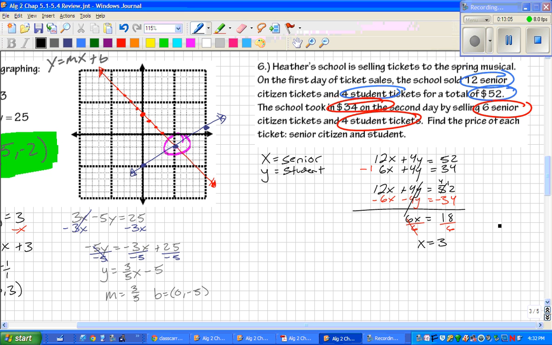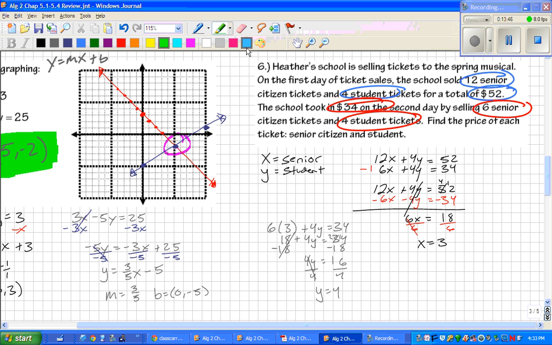Okay, so now we know what x is. We can plug that into any original equation. And I'm going to pick the bottom one because it's a little bit easier. So we have 6x, oh, not 6x, because I know that x is 3, so 18 plus 4y equals 34. Subtract each side by 18. And we get 4y equals 16, divide by 4, and you get y equals 4.